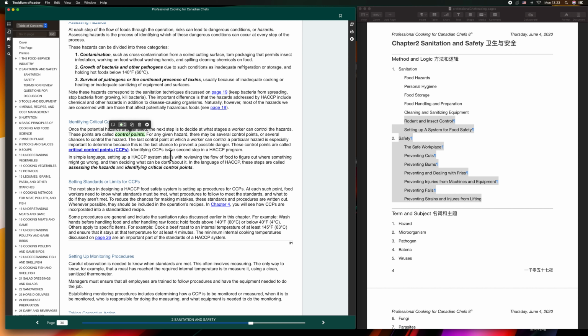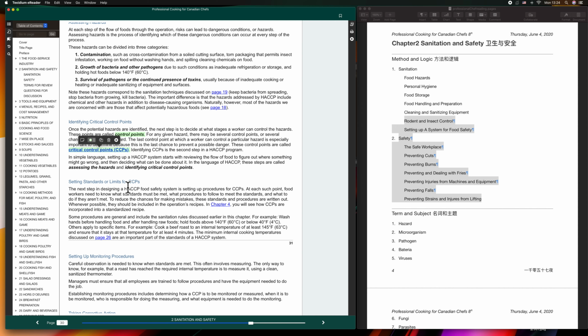The last control point at which a worker can control a particular hazard is especially important to determine, because this is the last chance to prevent a possible danger. These control points are called critical control points, CCPs. Identifying CCPs is the second step in a HACCP program.